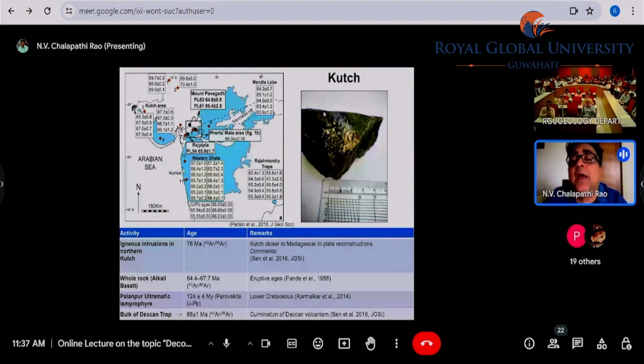So this is on the right side. This is a spinel lherzolite nodule which is present in an alkaline basalt. This is a mantle derived xenolith which has been picked up by this sample.